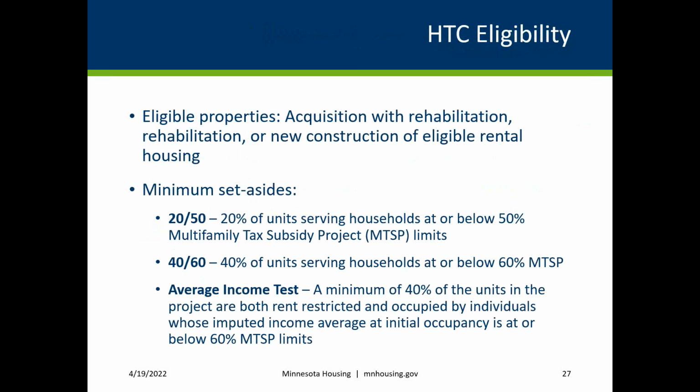The 40-60 test is a minimum of 40% of the residential units must be both rent restricted and occupied by individuals whose income is at or below 60% of the MTSP limits adjusted for family size. And then average income test is a minimum of 40% of the units in the project are both rent restricted and occupied by individuals whose imputed income average at initial occupancy is at or below 60% MTSP limits. Now we have more information on the average income test on our website.